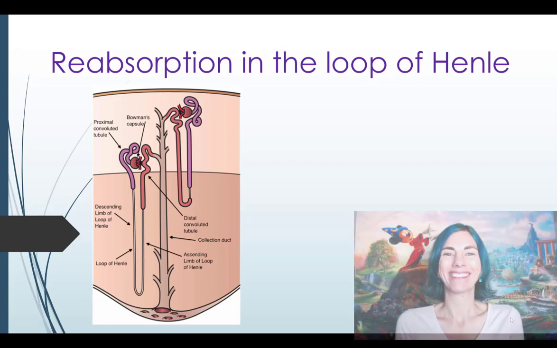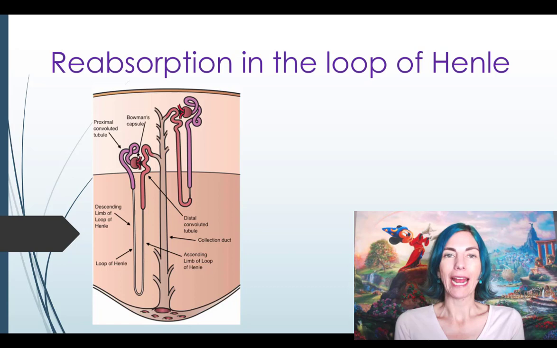Welcome back. We are going to pick up in our story as we follow the filtrate through the nephron, and we are going to look now at the loop of Henle. In the previous lecture, we looked at reabsorption in the proximal tubule, and we are going to continue to reabsorb in the loop of Henle.